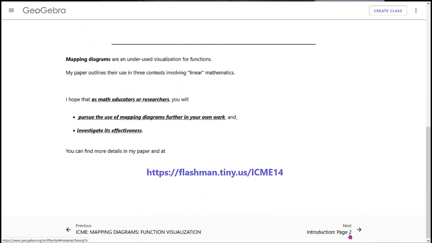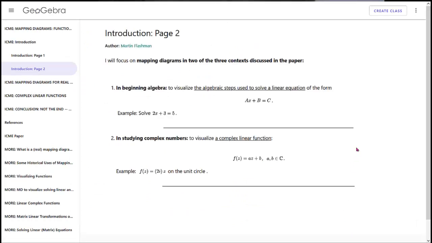This is a GeoGebra book, so I'm going to turn now to the next page. I'm going to focus on mapping diagrams in two of the three contexts discussed in the paper. First, in beginning algebra, to visualize the algebraic steps used to solve a linear equation of the form ax plus b equals c, for example, to solve the equation 2x plus 3 equals 5, which I think you can all do. And second, in studying complex numbers, to visualize a complex linear function of the form f of z equals az plus b, where a, b, and z are all complex numbers. For example, how to visualize the function f of z is 2i times z on a unit circle.